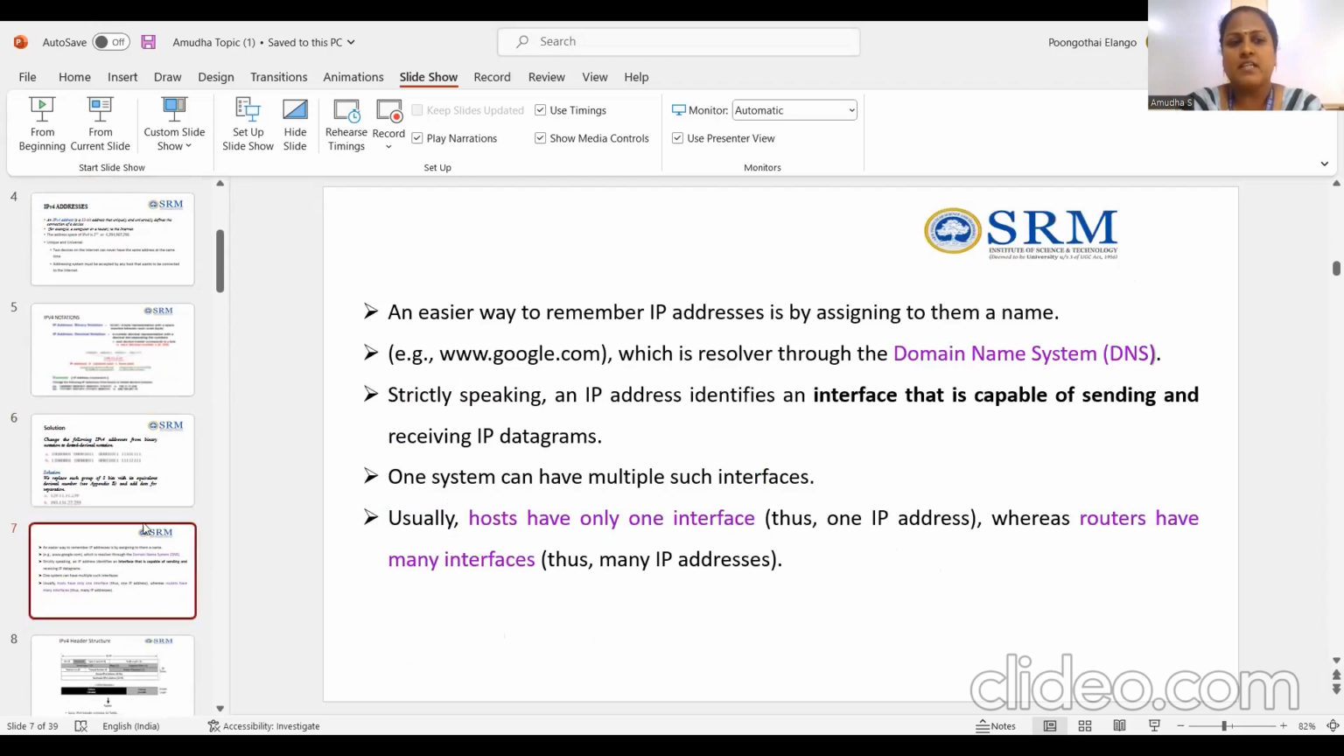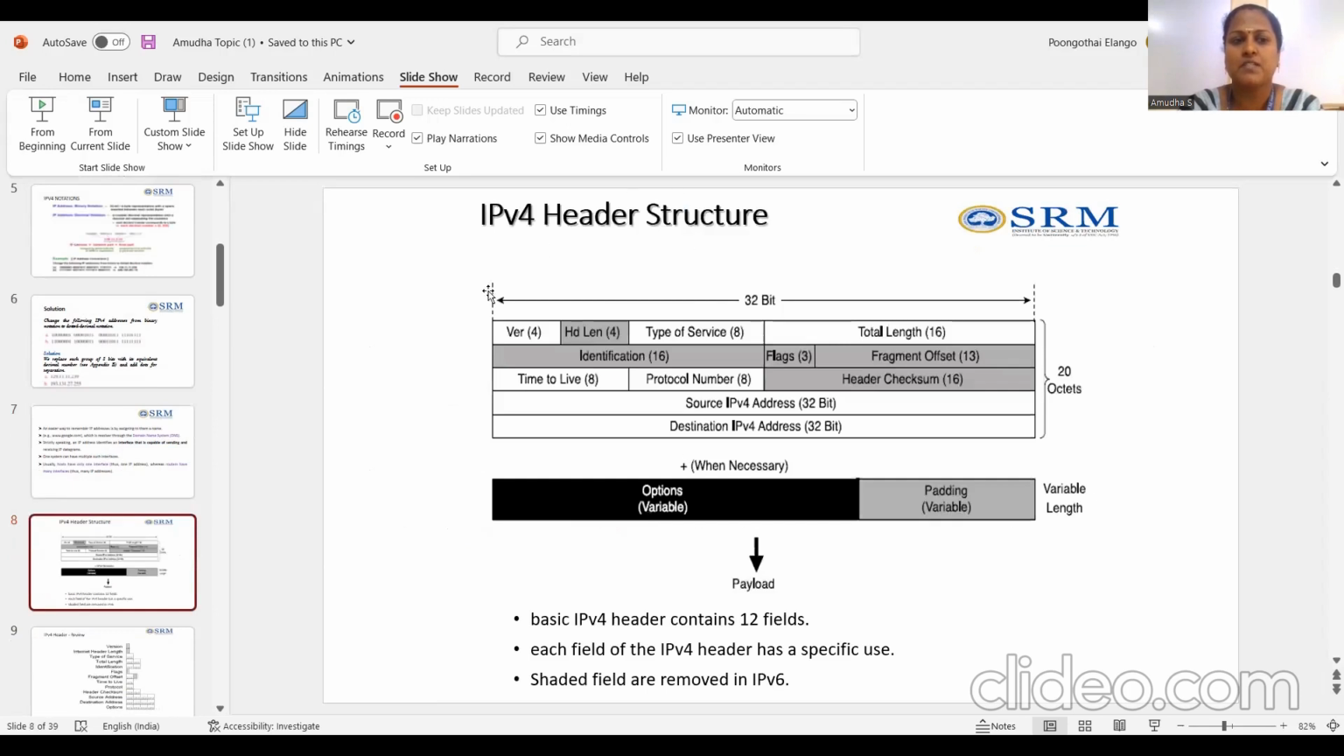In some cases, instead of an IP address, we can represent the system using the domain name system, for example www.google.com. So this is a domain name. Google is the server name, www is World Wide Web, and .com is used for commercial purposes. The IP address identifies the interface which is capable of sending and receiving IP datagram packets. Each host has only one interface, whereas a router in a network has multiple interfaces.